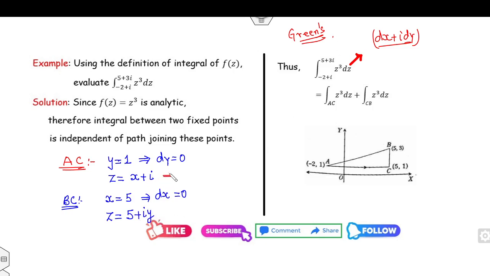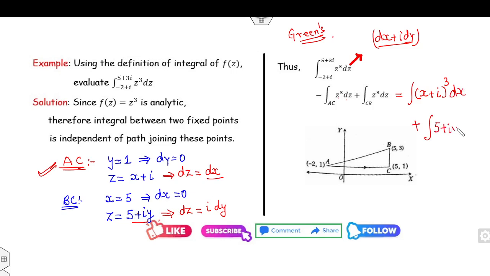Once you know the value of z, can you find the value of dz? It is my dx. Can you find the value of dz? It will be 0 plus iota into dy. I can substitute all these values here. On the curve AC, z is my x plus iota, dz is my dx, and on BC, z is my 5 plus iota y, cubed, and dz is iota times dy.